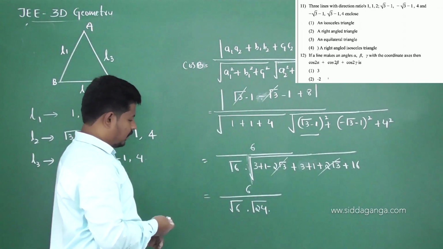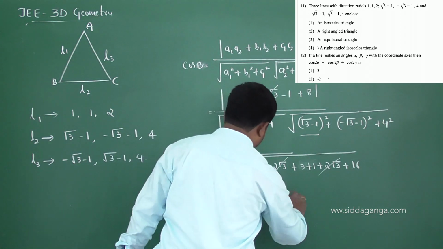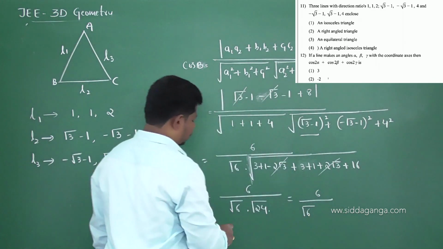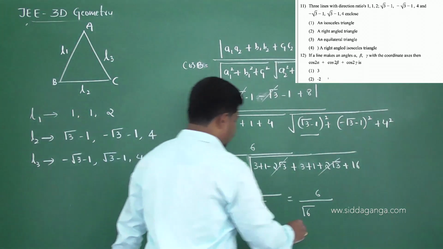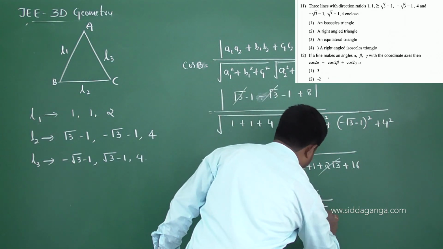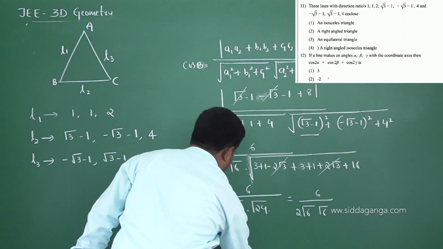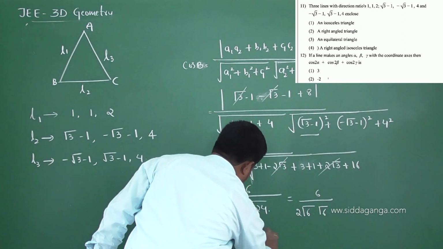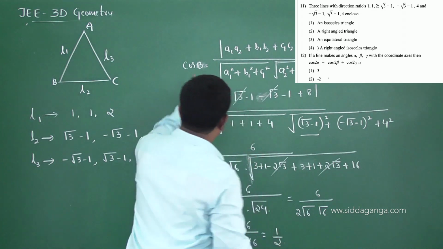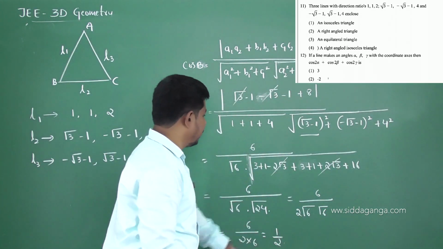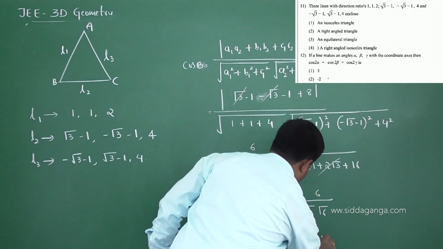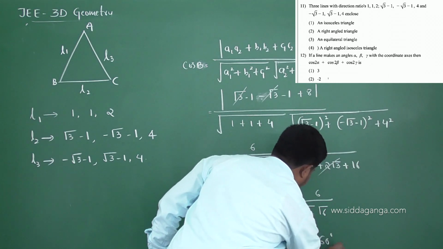So root 24 can also be written as root 6 into root 4. Then you get 2 root 6. This gives 6 by 2 into 6, which gives 1 by 2. So cos B is 1 by 2, which means B is 60 degrees.